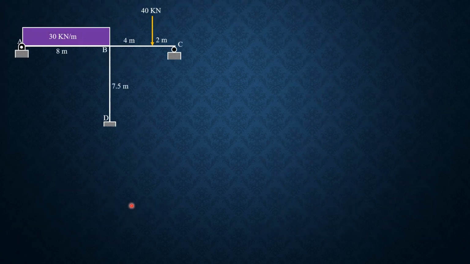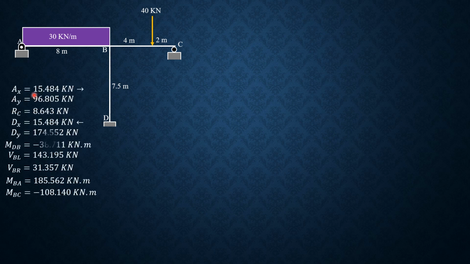So let's have the figure, then the results in the preceding slides. So these are the results complete. So we can now construct the shear diagram. First, AY 96.805, so that's upward. Then put the value. Then minus 30 times 8, so we have a linear diagram. So 96.805 minus 30 times 8 is negative 140.195.